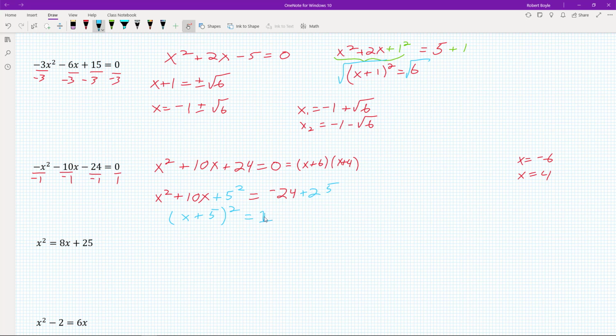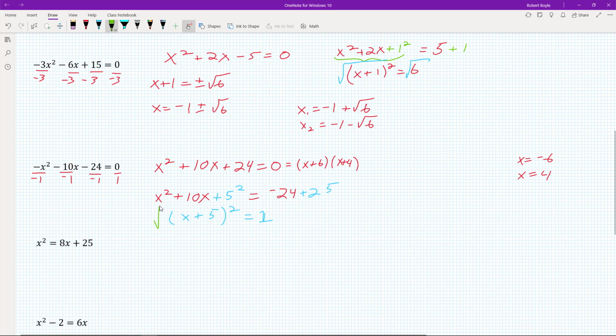And notice that this right here is a perfect square. That actually happens to happen. If the equation is factorable, you will find that after you've completed the square, the constant term will always be a perfect square. But nonetheless, we can go ahead and take the square root of both sides.